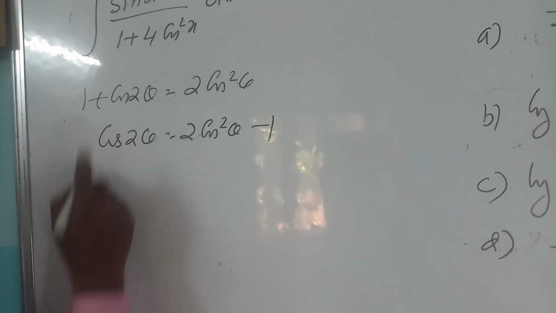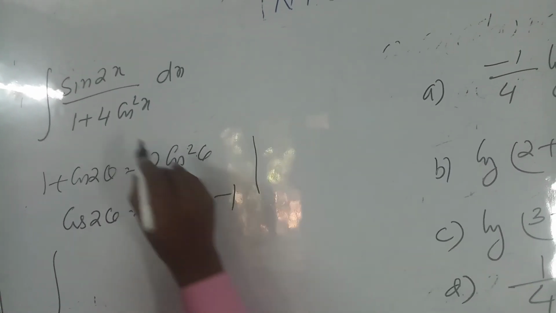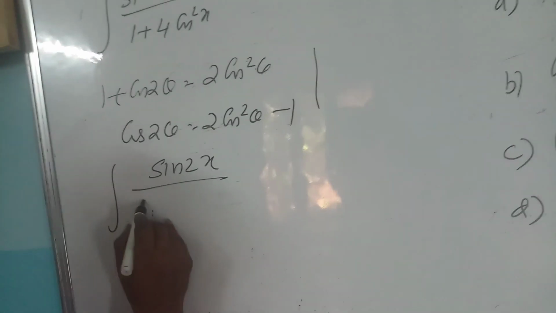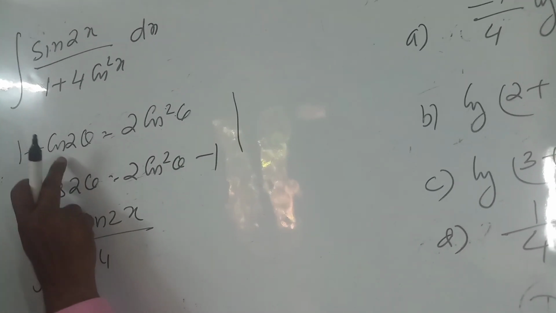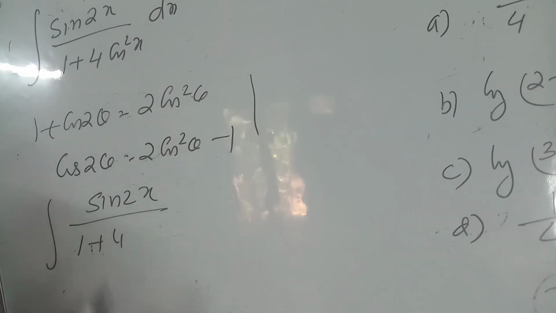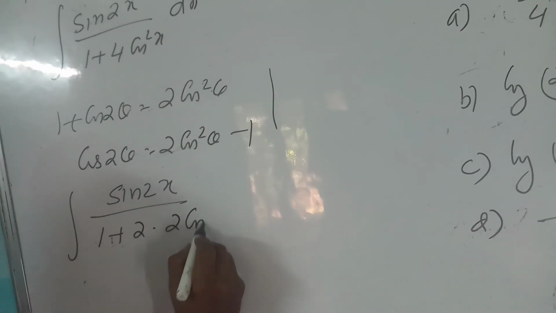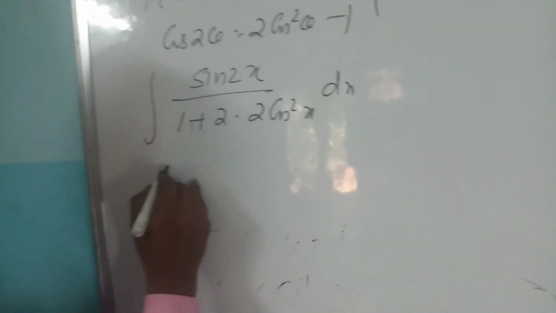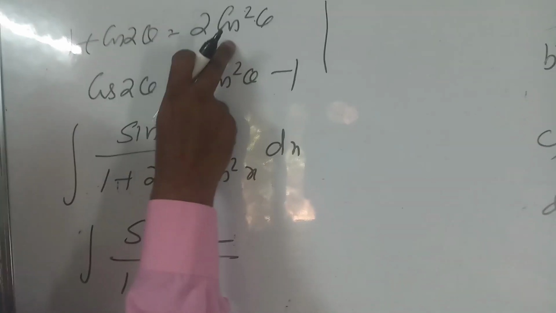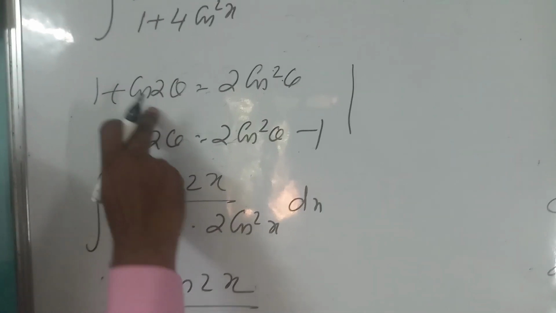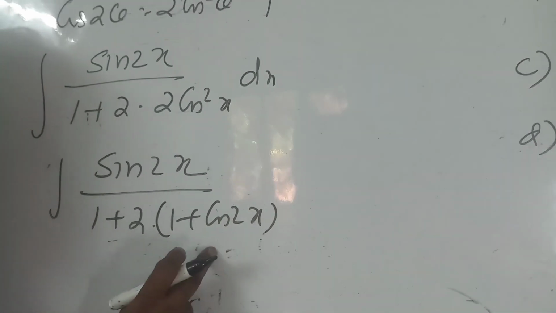Then we can write sin 2x divided by 1 plus 4 cos square x dx. Instead of 4 cos square x, we can write 2 into 2 cos square x. That is sin 2x divided by 1 plus 2 into 2 cos square x. Since 2 cos square theta means 1 plus cos 2 theta, 2 cos square x is equal to 1 plus cos 2x.